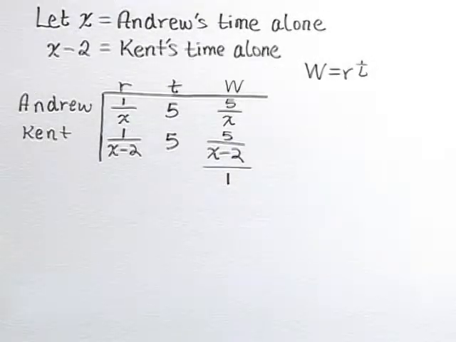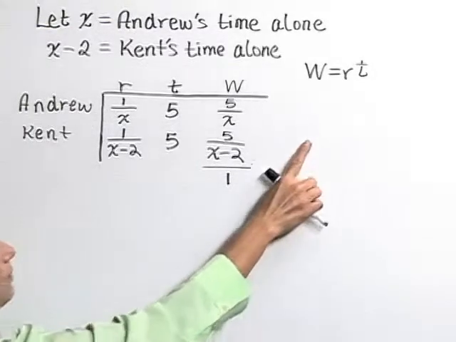Well, we've performed step 1. We've read the problem carefully. Next, define your variables. Let x represent Andrew's time working alone, and let x minus 2 represent Kent's time working alone. We're given that Kent can prepare this prospectus 2 hours faster than Andrew, so his time is going to be smaller. Now let's make note that this is a work, rate, and time problem.